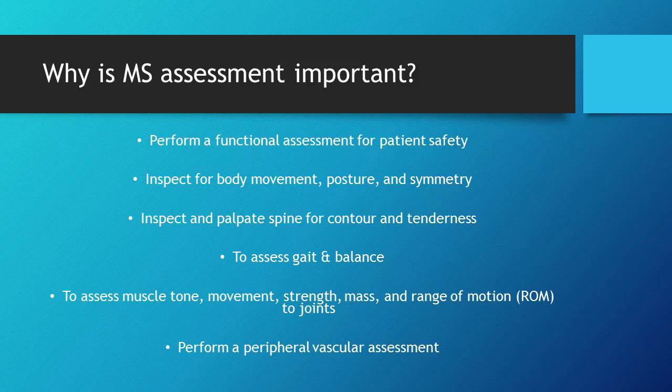Why is the musculoskeletal assessment so important? It's used to perform a functional assessment for patient safety, to inspect for body movement, posture, and symmetry, to inspect and palpate the spine for contour and tenderness, to assess gait and balance, to assess muscle tone, movement, strength, mass, and range of motion to joints, as well as to perform a peripheral vascular assessment.